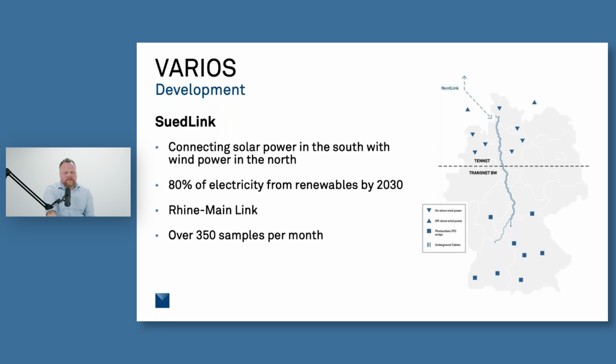And they've since also started working on another project. It's the same kind of project, but it's right next to it there, called the Rhine Main Link. And they're currently processing over 350 samples per month on these VARIOS systems in their lab in Munich.